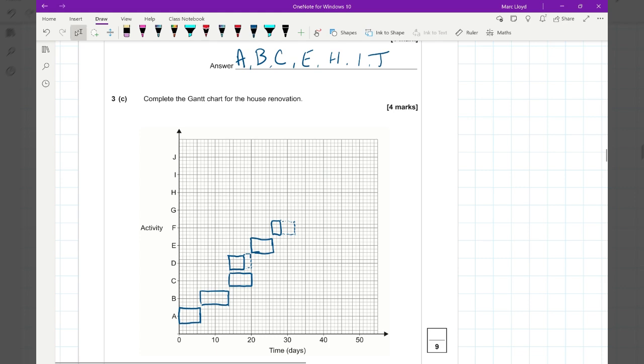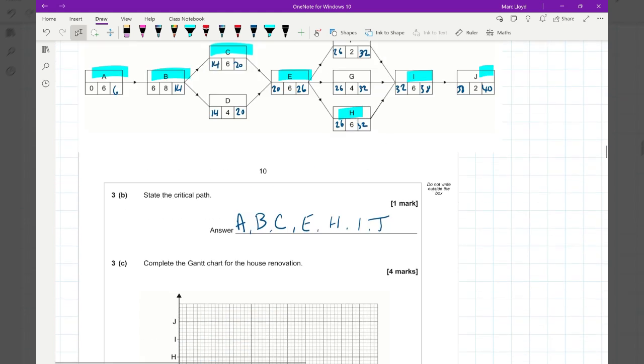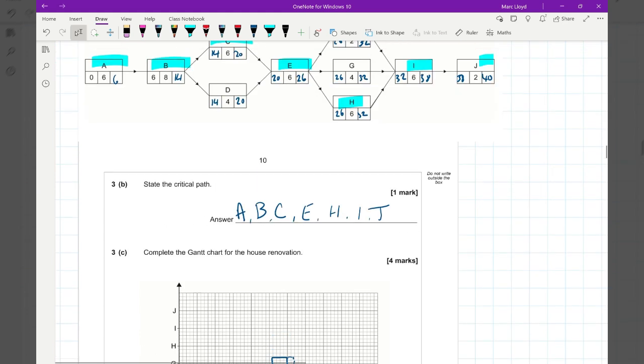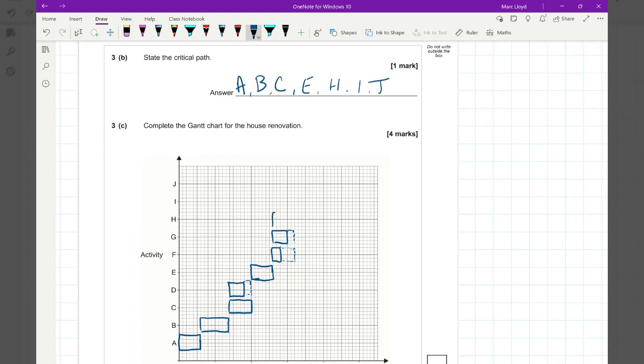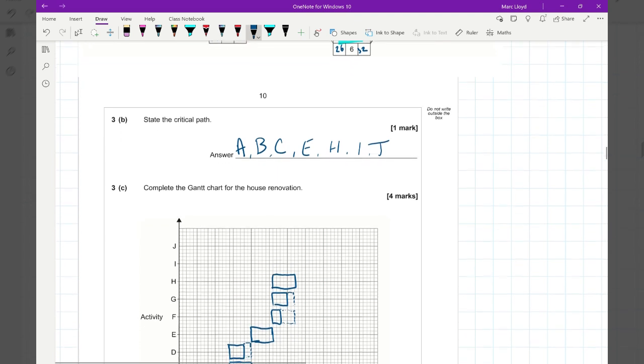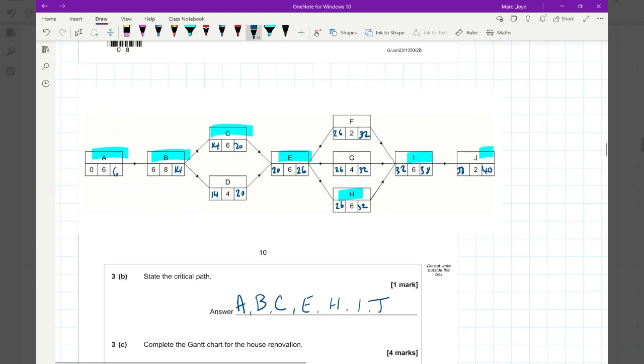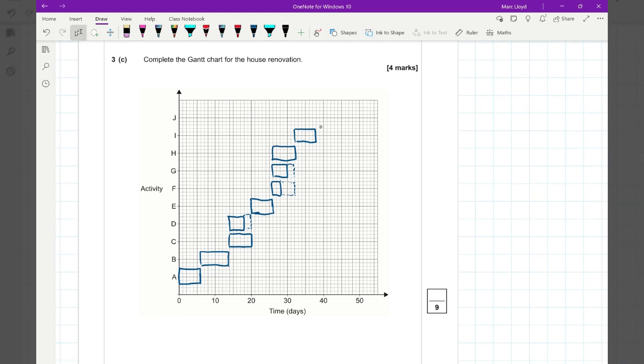G is going to be similar, we go to 32 as well. Now, H, I think, is the critical one. Yeah, it is. So for H, we're going all the way there. Lovely. I, 32. 1, 2, 3, 4, 5, 6. Better check that was 6. Yeah. And then J is 2 from there. And we're done. We get to 40.